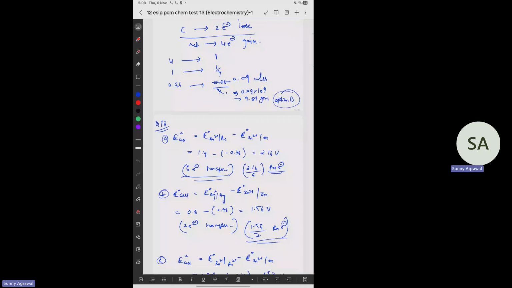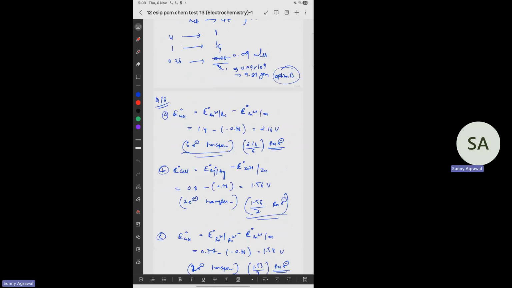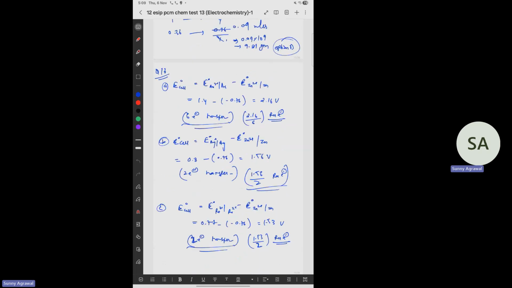Question number 16. Here E cell values are given; we have to calculate E cell values with zinc, and different metals' reduction potentials are given. We have to calculate the maximum value of E cell per electron. So you first have to calculate the E cell value, and divide it by the number of electrons transferred during this conversion.